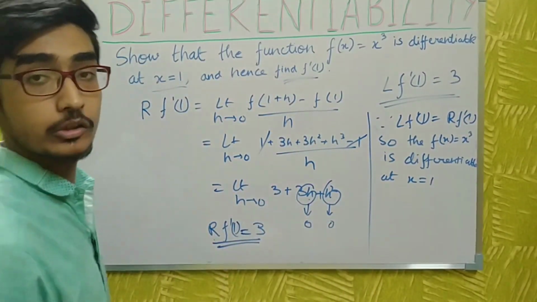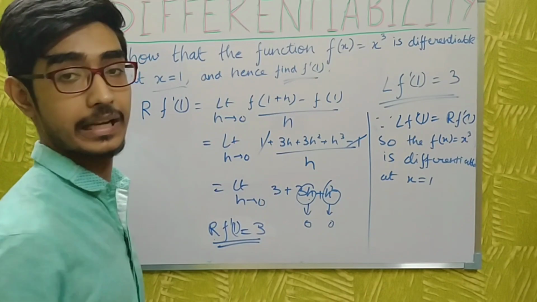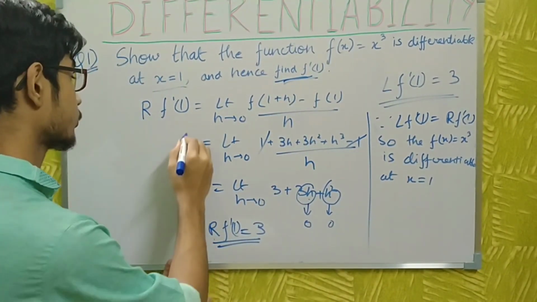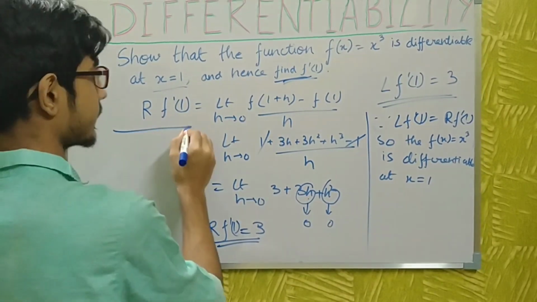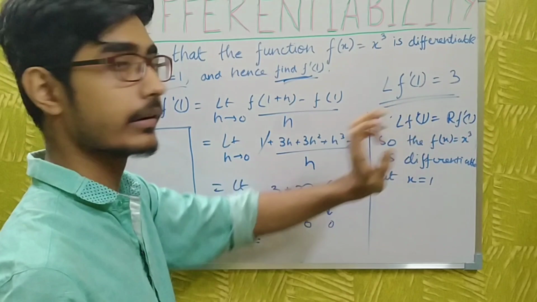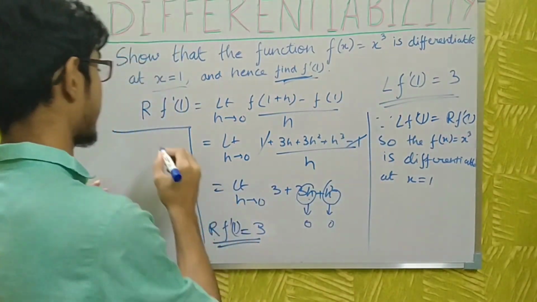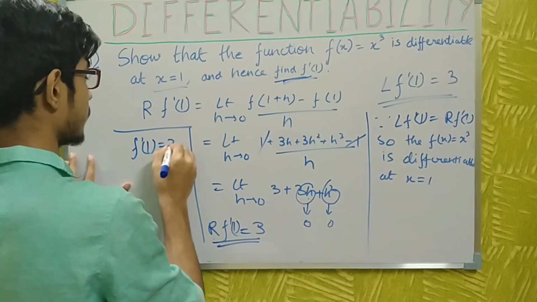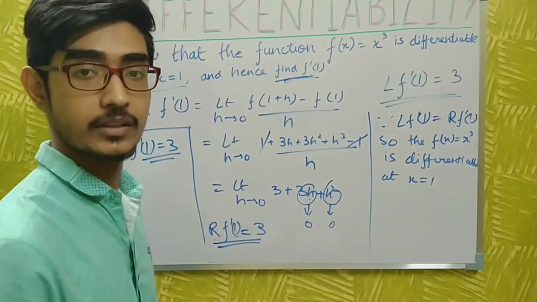I also have to find the value of the derivative, that is f dash 1. I can find the value of f dash 1, that is 3, as both the right hand value and left hand value of the derivative are equal to 3. So I can write from here that the value of f dash 1 is equal to 3. So this is the first question.